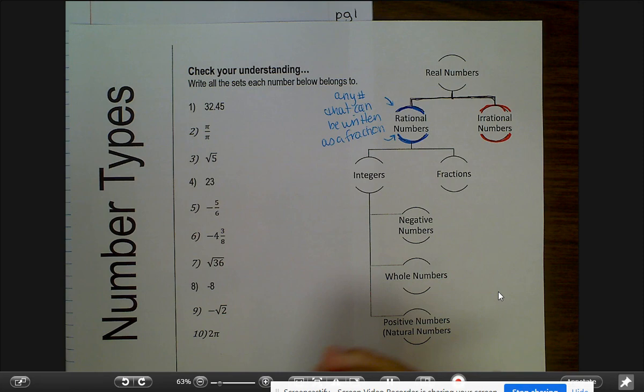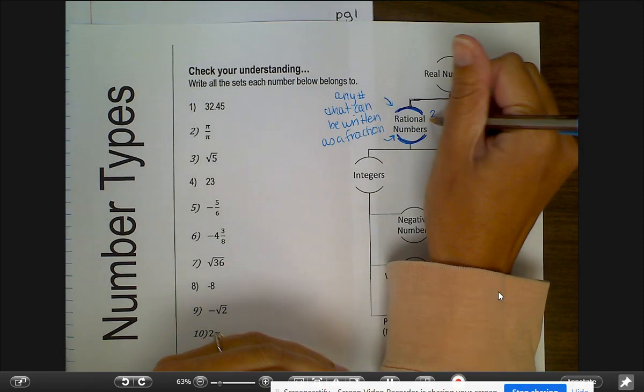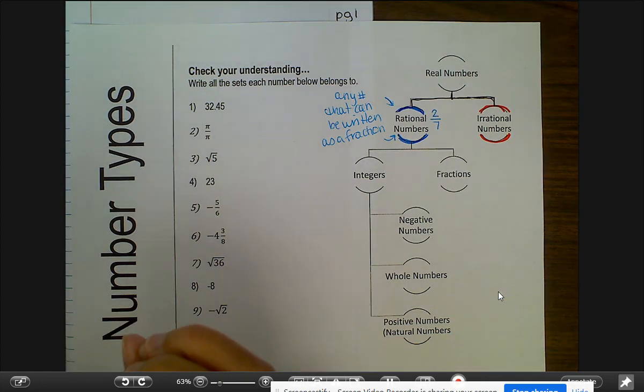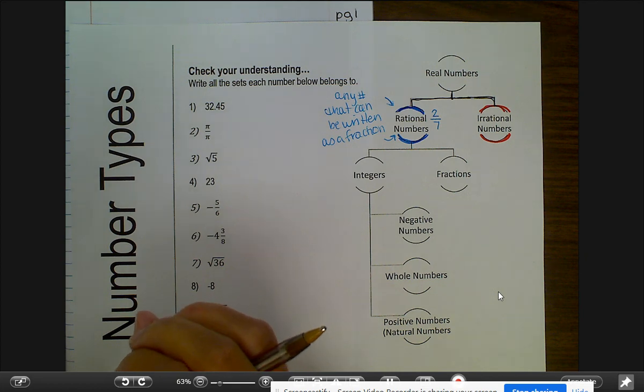So for example, one of my favorite rational numbers is 2/7. I'm not quite sure why. I do love fractions, and the number 2 and the number 7 make up my birthday. So maybe that's something to do with it.